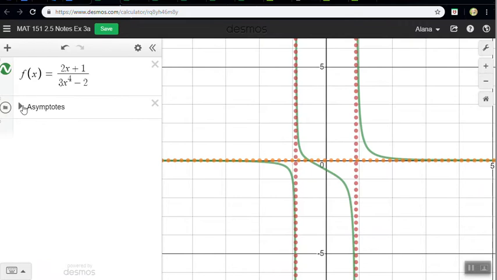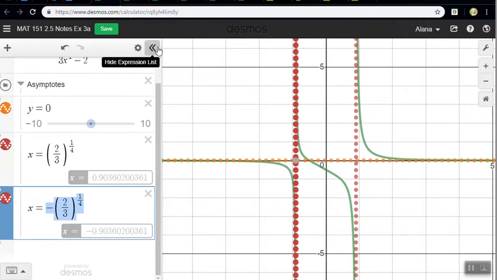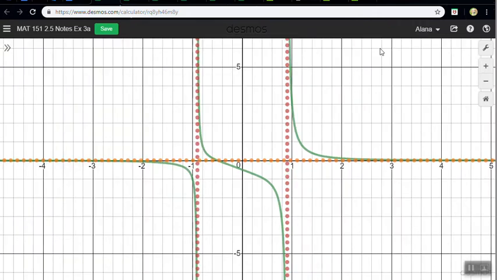But you can see that I have my vertical asymptotes placed appropriately, and that's because I have them at the 2/3 to the 1/4 power and negative 2/3 to the 1/4 power. And there they are. So indeed, I was correct. And my graph on Desmos is verifying what I said.